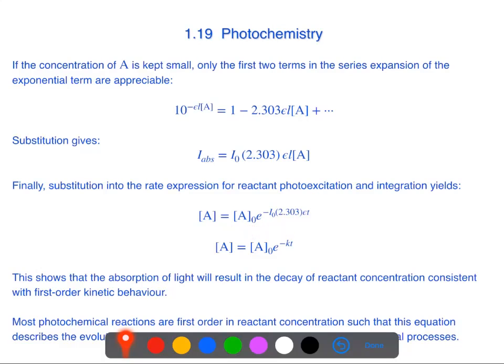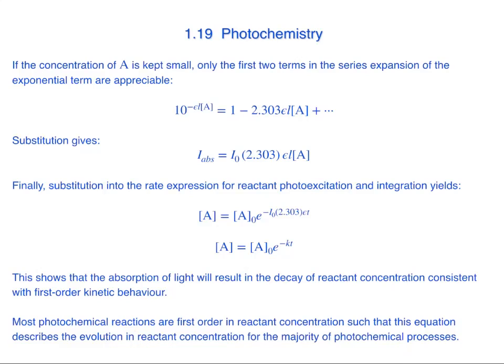And note how this form of the expression is identical to the form for a first order reaction. This shows that the absorption of light will result in the decay of reactant concentration consistent with first order kinetic behavior. Most photochemical reactions are first order in reactant concentration, such that this equation describes the evolution in reactant concentration for the majority of photochemical processes.